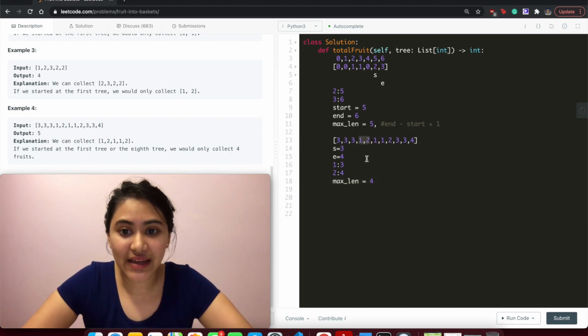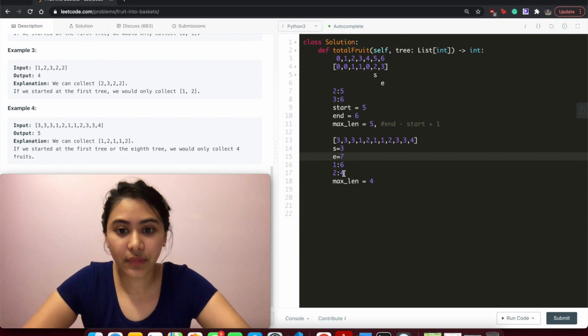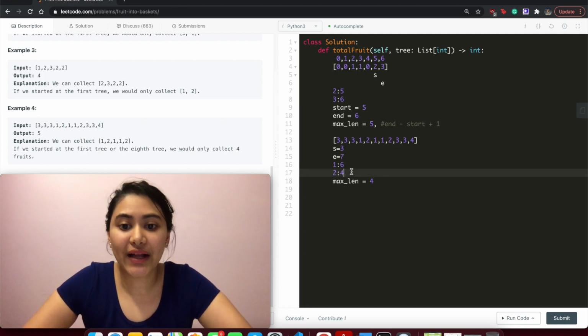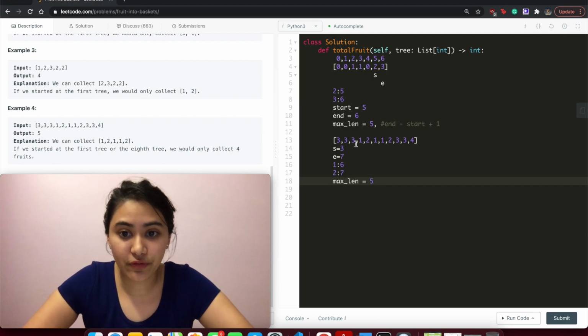We increment end again, so end is 5. Last time we have seen 1 is also 5. Increment end again to 6. Last time we see 1 is also 6, so we are over here. And our length is still 4. Increment end again now to 7. And we see a 2, so the last time we've seen a 2 is 7. Increment max len to 5.